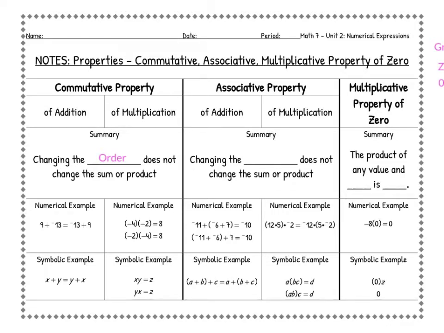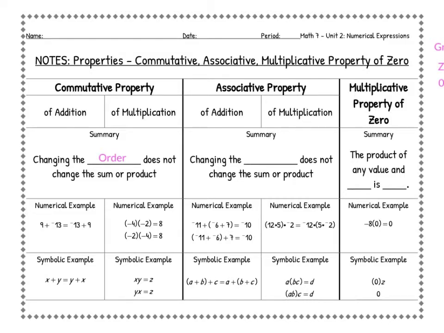outcome. So looking at our numerical examples down there, we've got 9 plus negative 13 is the same thing as negative 13 plus 9. We also have a multiplication example. Negative 4 times negative 2 gives me positive 8. The same thing as negative 2 times negative 4 gives me positive 8. Then we have some symbolic examples. So x plus y is going to give me y plus x, and x times y will be z, and y times x will be z. So commutative property, the order can be changed, but the outcome will be the same.